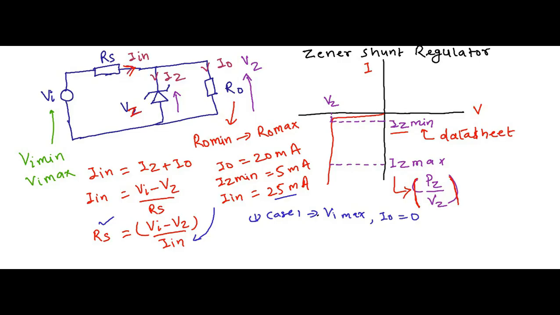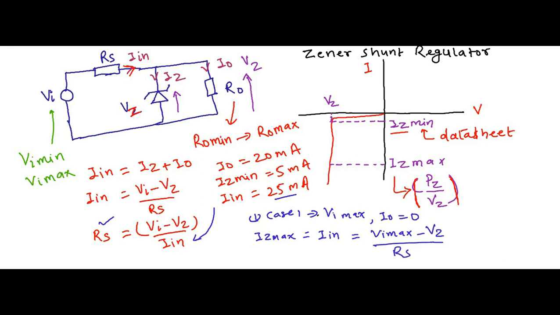In this case, let us understand what your Zener current is. Your Zener current IZ is going to be IZ max. Since your load current here is 0, IZ max equals I in. And I in is going to be (Vi max minus Vz) divided by the value of Rs.